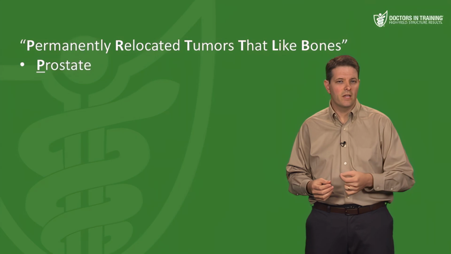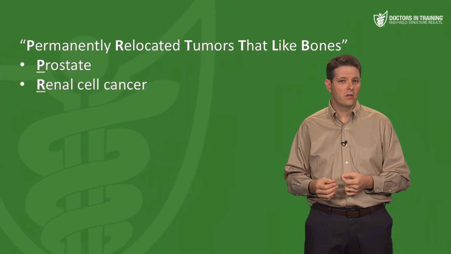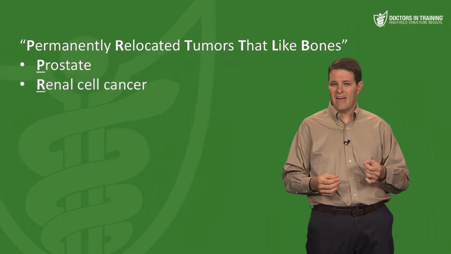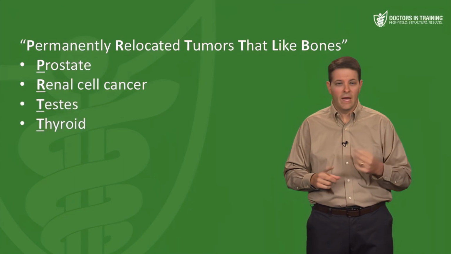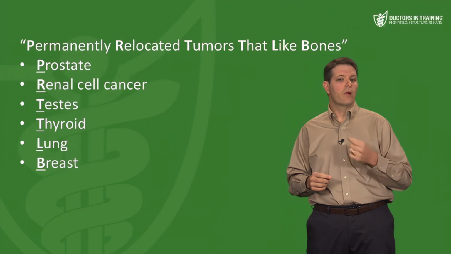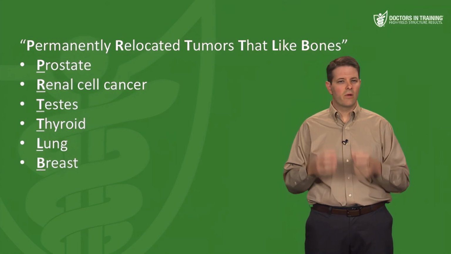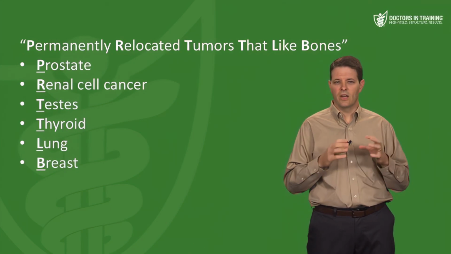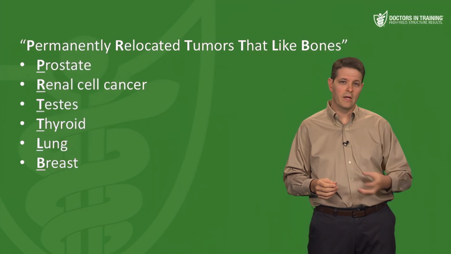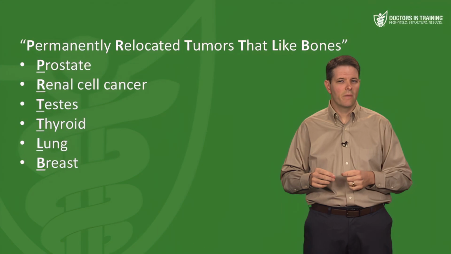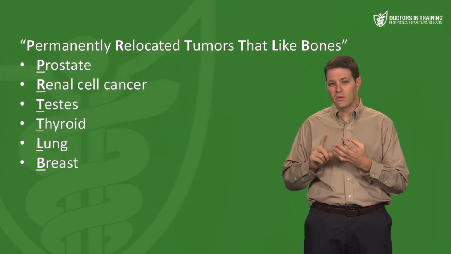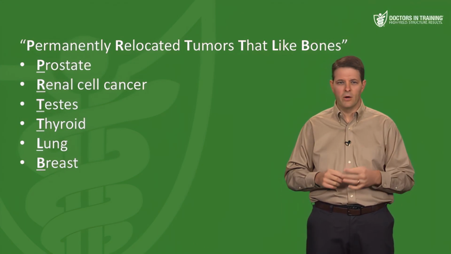The P is for prostate, the R is for renal cell cancer, the T's in tumors stand for 2 things, testes and also thyroid. The L is for lung and the B is for breast. So lung cancer and breast cancer love to metastasize to other organs like the bone, also the brain and the liver. And then also note the genitourinary association here. Prostate, testes, and renal cell cancer all like to go to the bone.